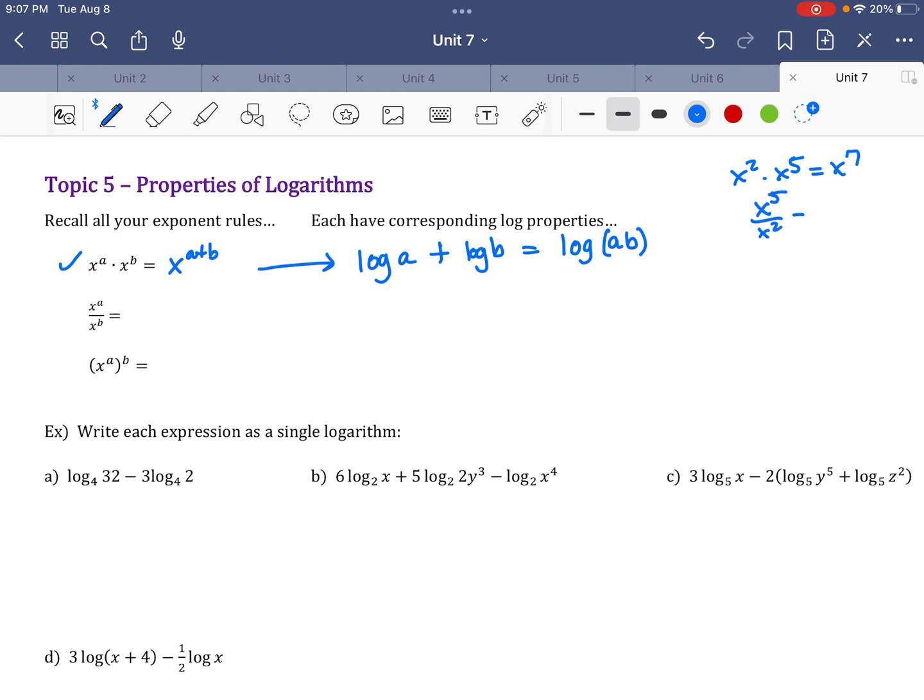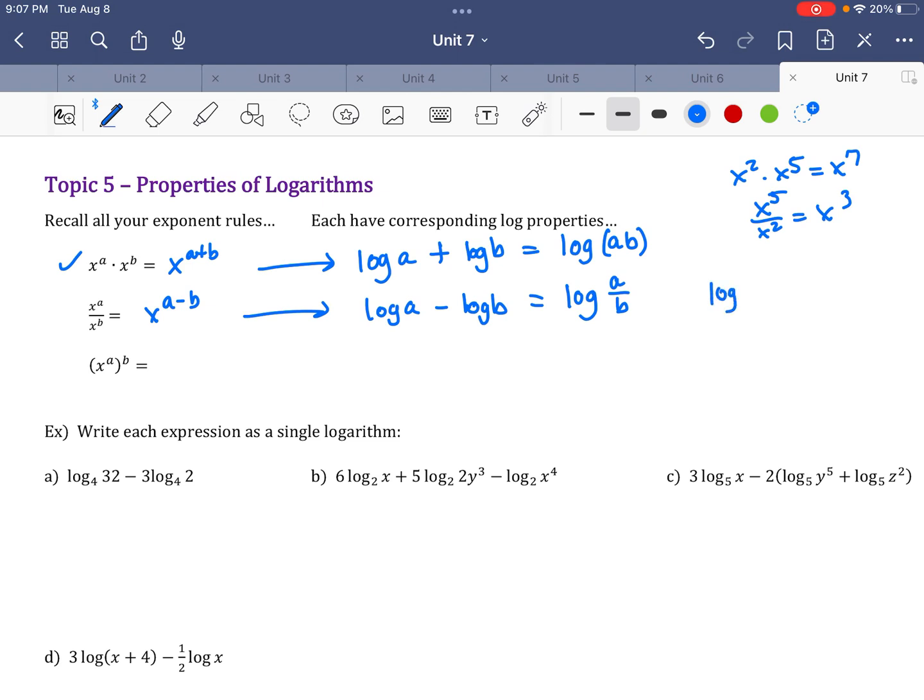Okay. Here, division. When you divide, like when you say x to the fifth divided by x squared, you subtract them, x to the third. So subtraction, division. So x to the a minus b. So that turns into this. When you have log of a minus log of b, subtraction, division. So that can turn into the log of a divided by b.